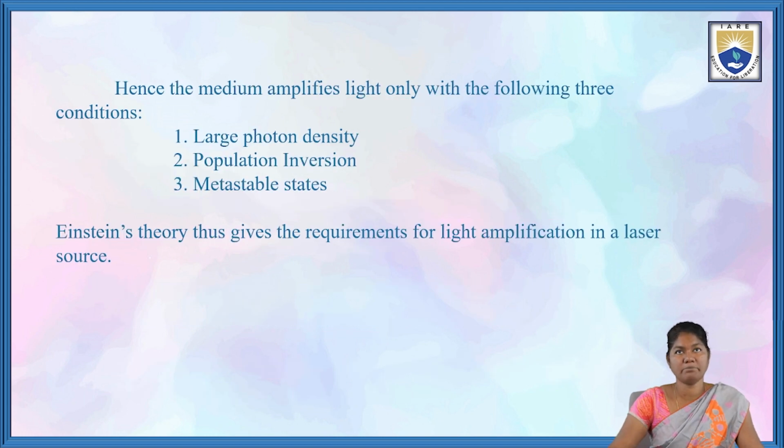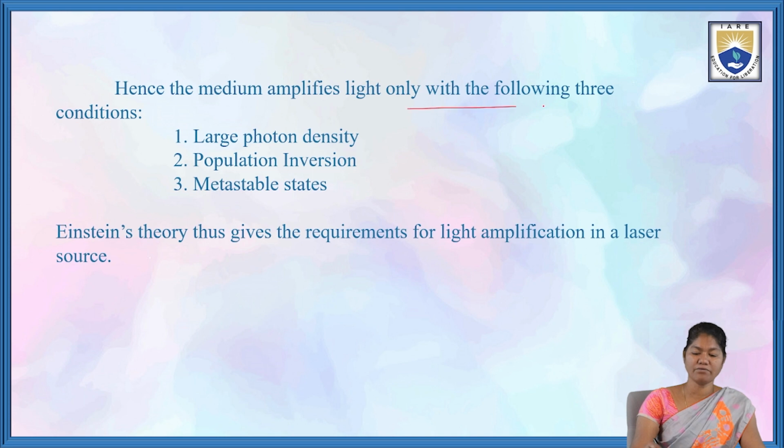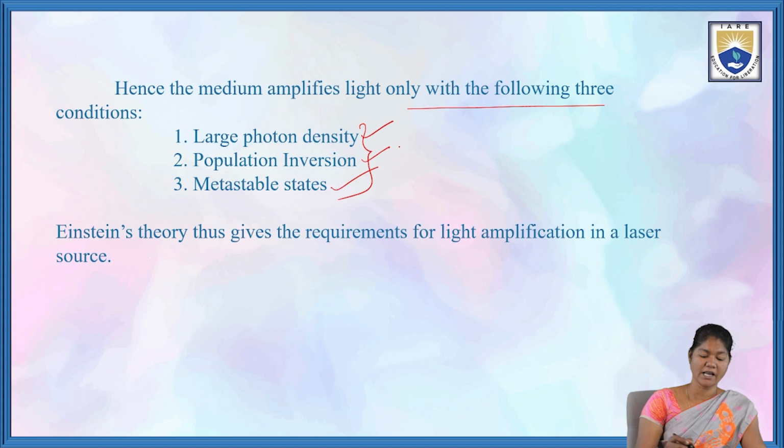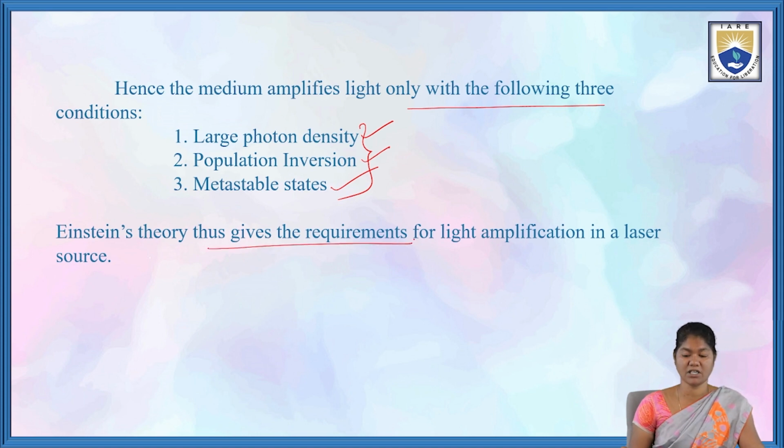Hence, the medium amplifies light only with the following three conditions: large photon density, population inversion, and metastable states. So Einstein's theory thus gives the requirements for light amplification in a laser source.